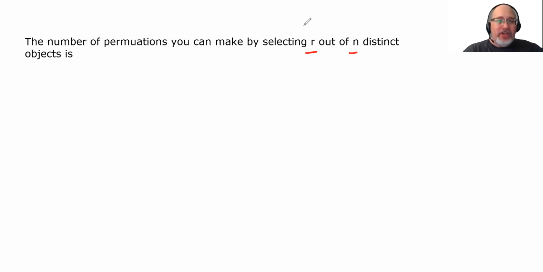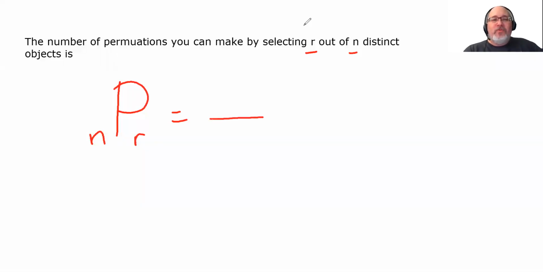But the number of permutations you can make by selecting R out of n. Remember, the number on the left is how many you're selecting from, and the number on the right is how many you're actually selecting. The number of permutations you can make by selecting R out of n distinct objects is nPr equals, well, let's look at the previous example.